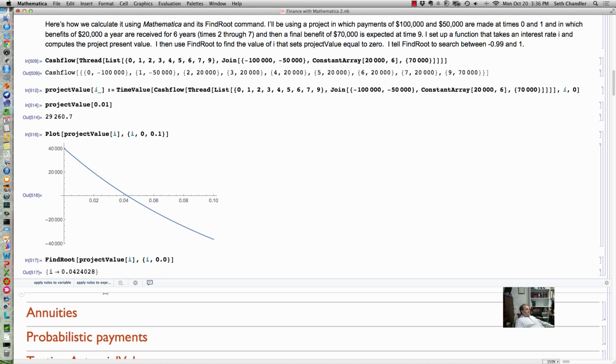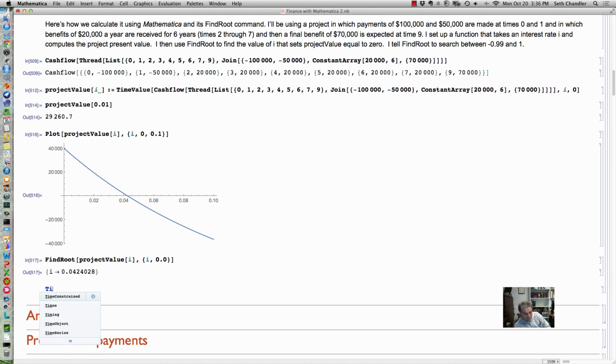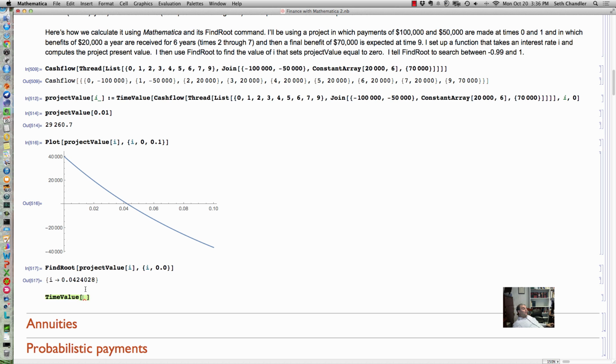What's the first command I'm going to write if I'm writing from left to right? Time value. All right. All of these are time value problems. In Mathematica, the good thing is you don't have to remember if it's time value or present value or accumulated value. It's all time value. All right? So that's a good start. What are the second and third arguments to time value? The second is the interest rate, which is 0.08, right?